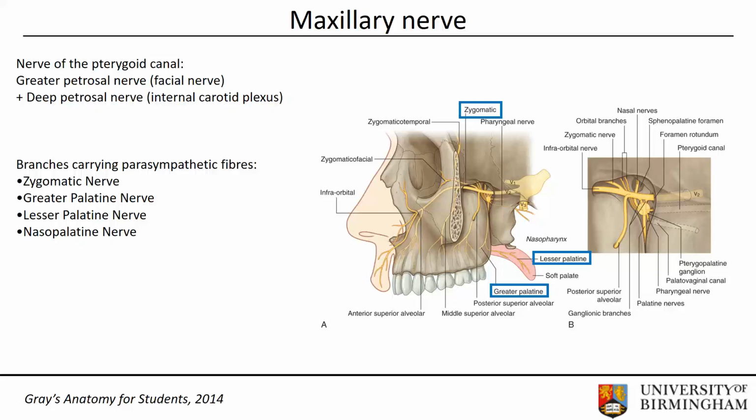Then this nerve goes into the pterygopalatine fossa, where it joins the pterygopalatine ganglion and carries preganglionic parasympathetic and postganglionic sympathetic fibers. So the branches of the maxillary nerve that carry parasympathetic fibers are the zygomatic nerve, the greater palatine nerve, the lesser palatine nerve, and the nasopalatine nerves.